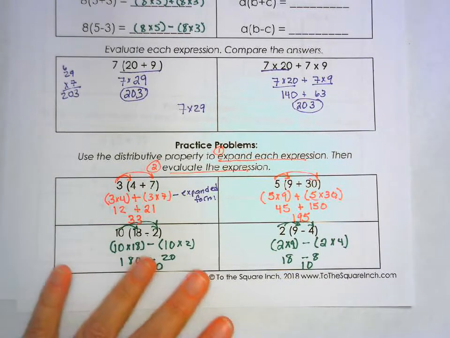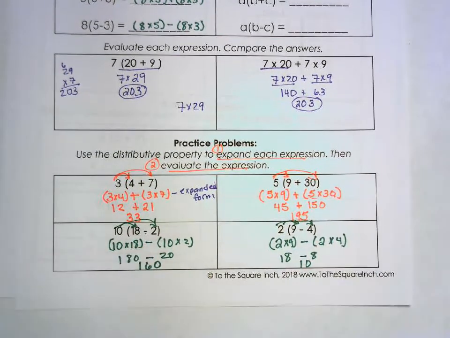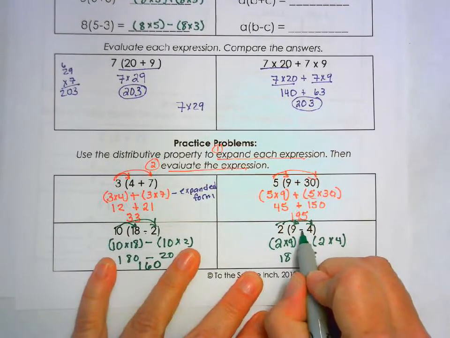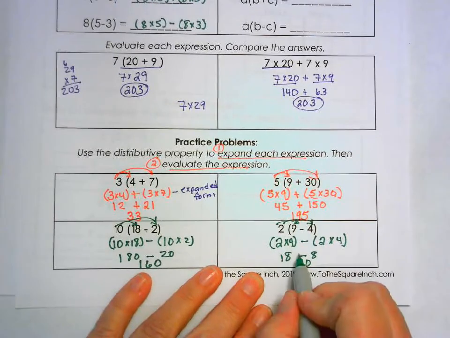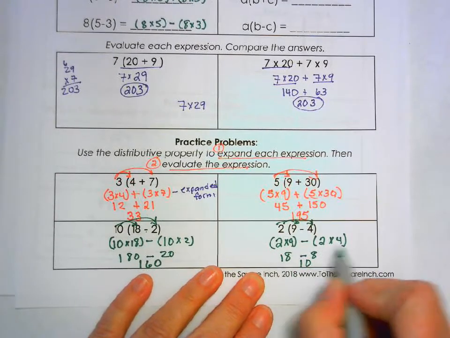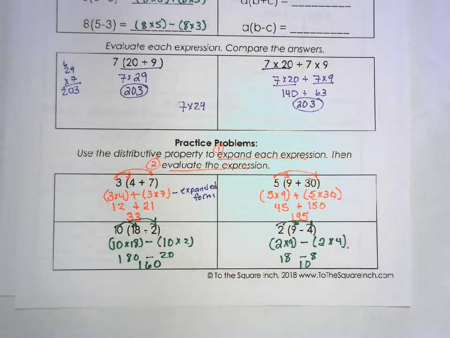Works exactly the same as subtraction. The only difference is that since I have a subtraction sign here, I have a subtraction sign there. 2 times 9 is 18, 2 times 4 is 8, and the answer is 4.